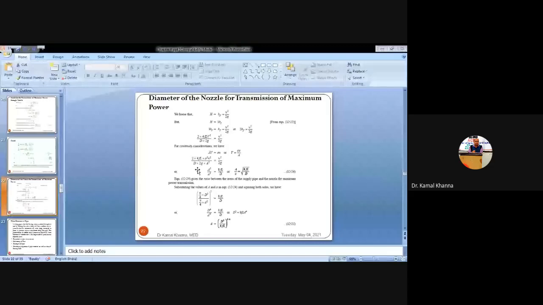Substituting the values of A and a in equation 2.24: the area of the pipe is always pi by 4 capital D square, and the area of the nozzle is pi by 4 into small d square. So it is equal to 8FL by capital D. Rearranging, pi by 4 and pi by 4 cancel out, so it becomes D to the power 4 by small d to the power 4 is equal to 8FL by capital D.